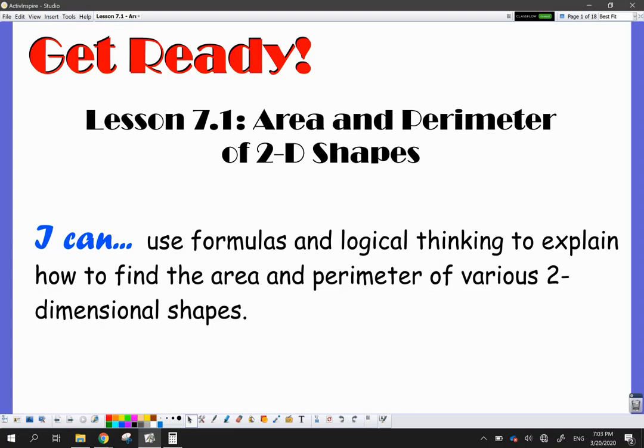Hello, hello. So today we're going to be talking about area and perimeter of 2D shapes. So let's go over our objective real quick so that we know what we're learning about. I can use formulas and logical thinking to explain how to find the area and perimeter of various two-dimensional shapes.